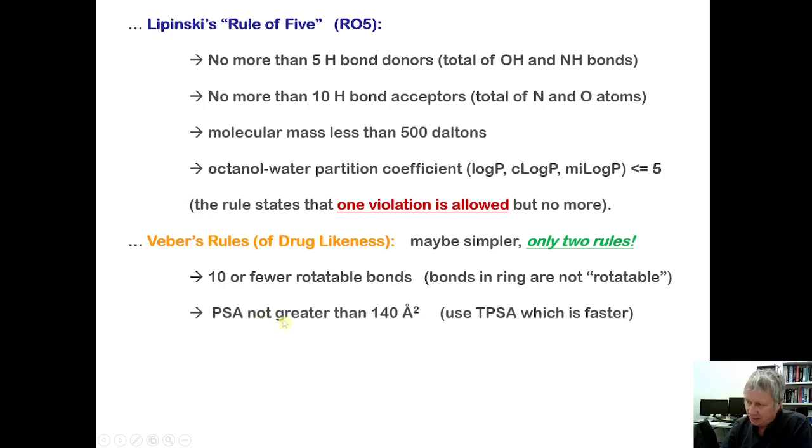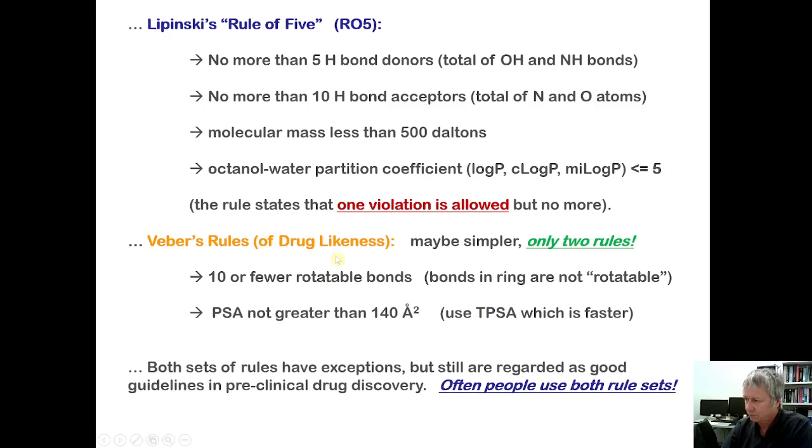The other is PSA or TPSA is not greater than 140, right, because as you get higher in PSA, it's going to be more polar, and if it's more polar, it's not going to go through a membrane. So at some point, they decided 140 is the cutoff. Both rules have a lot of exceptions, but they're still regarded as good guidelines in preclinical drug discovery. And I mean, to be safe, maybe you can use both rule sets, right? And we're going to practice these rules in a second.